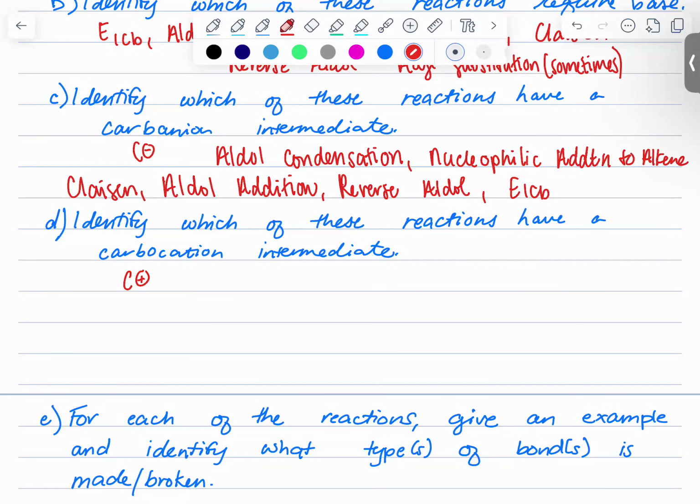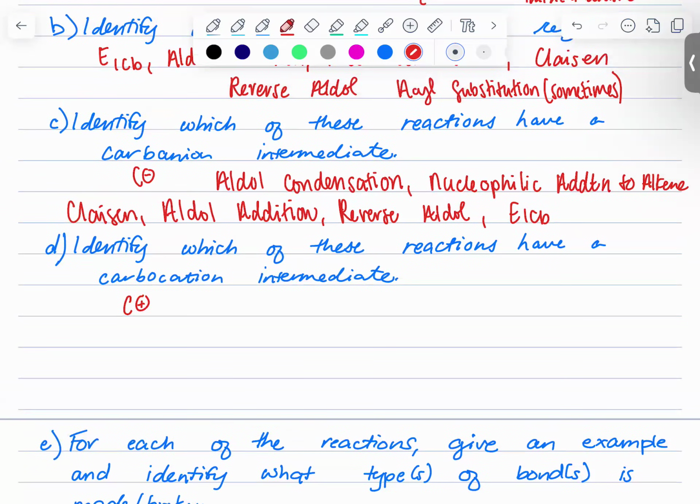If E1CB goes by anion, what's up? I wouldn't worry about that. So, carbocations. What's the major difference between E1 and E1CB? How does that change the mechanism reacting with the base?